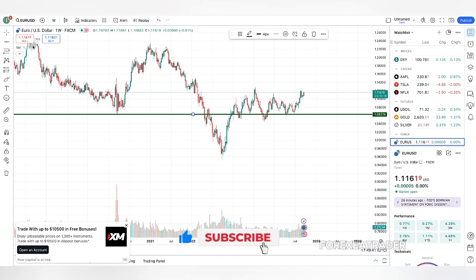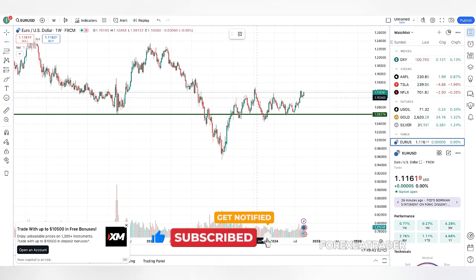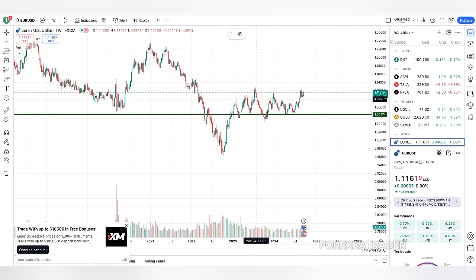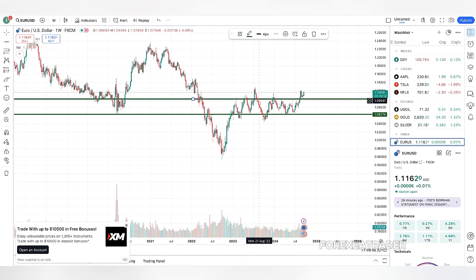Contrary to popular belief, paper trading isn't just for beginners. Even seasoned traders use it to test new strategies, analyze market behavior, and identify potential pitfalls. However, like any tool, its effectiveness depends on how it's used.